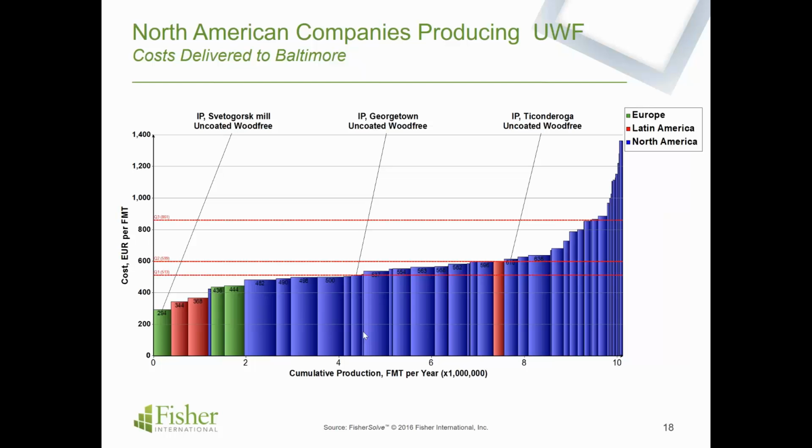Here are uncoated wood-free companies producing uncoated wood-free in North America, and their mill sites in the same grade overseas. I have taken 3 IP mills here in comparison, and we can see that actually Svetogorsk in Russia can deliver to Baltimore cheaper than Georgetown, and basically all other North American producers can, and this is very significant. And if we think of investment drivers, IP certainly takes these kinds of things into account when it decides where to put investments.